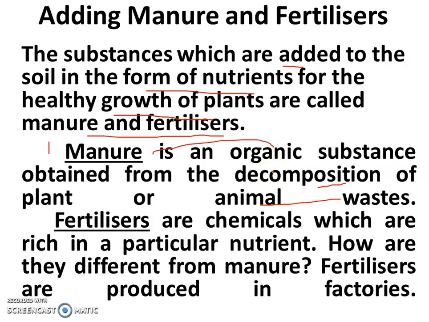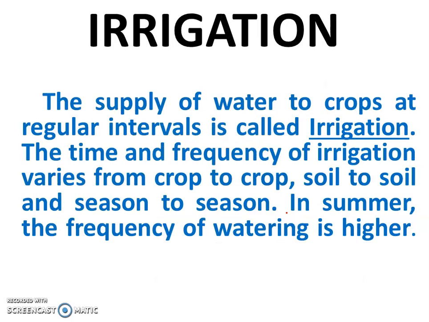After decomposition of plant and animal waste, we get manure. Fertilizer, number two, fertilizer. Fertilizers are chemicals which are rich in nutrients. So how are they different from manure? Fertilizers are produced in the factories, whereas manure is produced by the decomposition of waste, right?